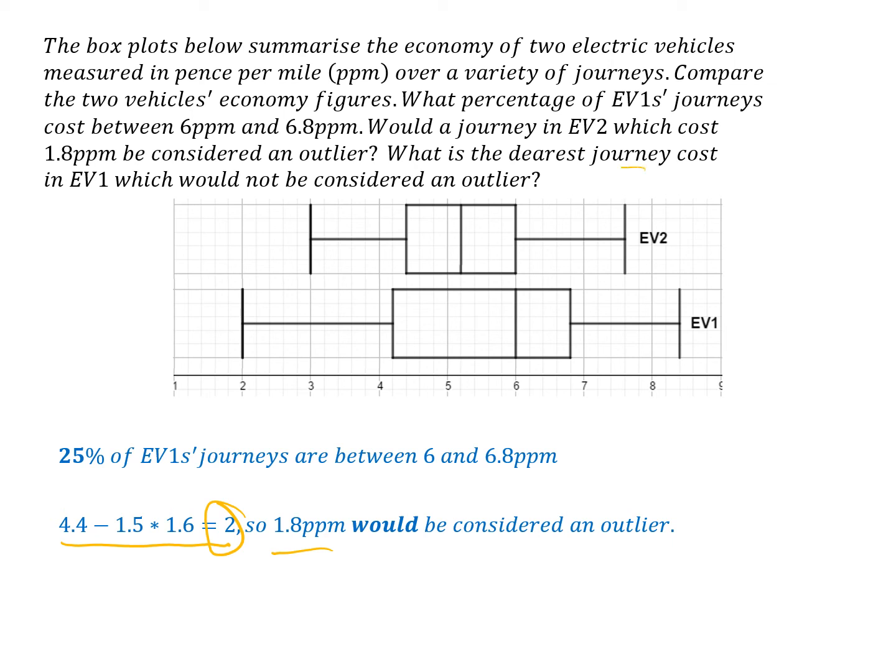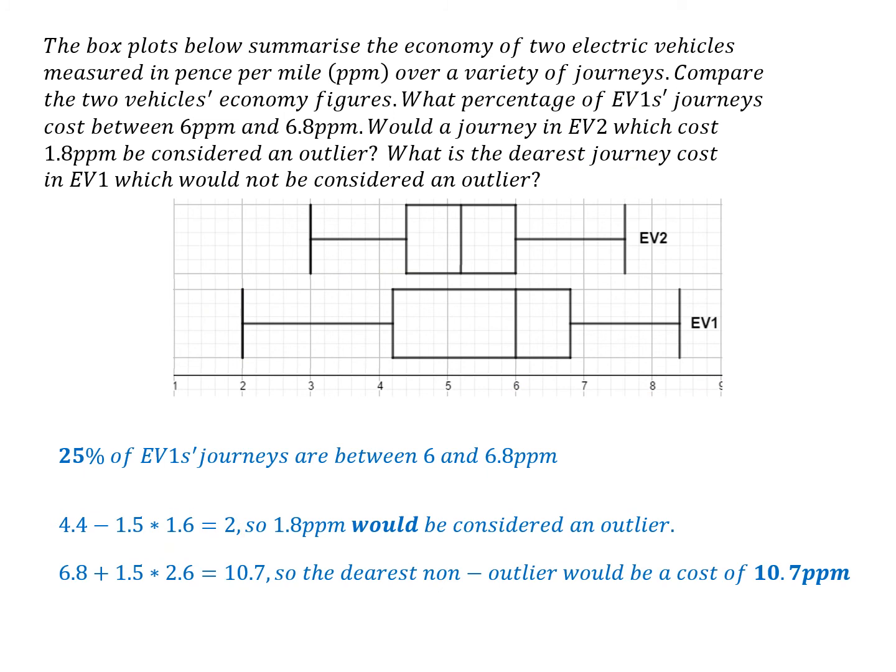What about the dearest journey cost in EV1? So this is EV1. What we're looking at now is the upper quartile plus 1.5 times the interquartile range, and that's 10.7. So the dearest non-outlier would be 10.7 pence per mile.